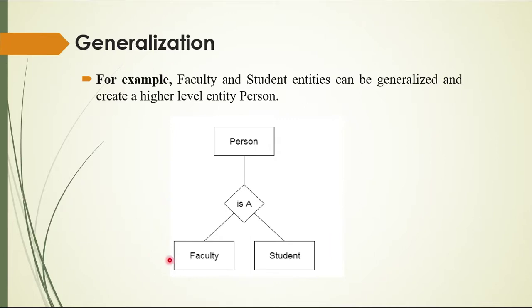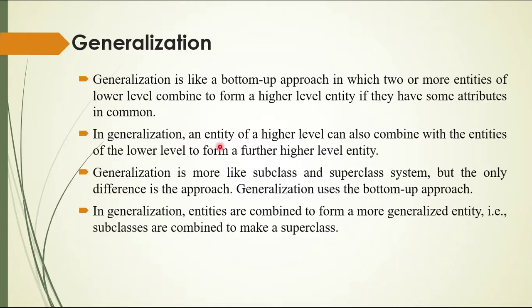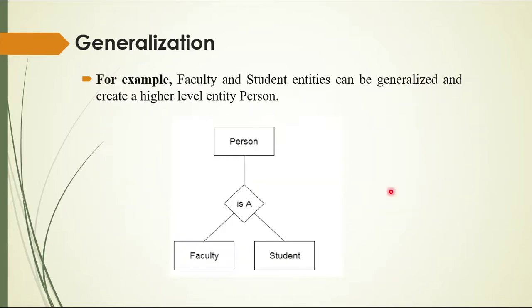It is the bottom up approach, from bottom to up. In generalization, an entity of higher level can also combine with an entity of the lower level to form further higher level entities. Generalization is more like a subclass and superclass system, but the only difference is the approach, that is generalization uses the bottom up approach. Here faculty and student are the subclasses and person is the superclass. These two subclasses combine together to generate the superclass. This is the bottom up approach.